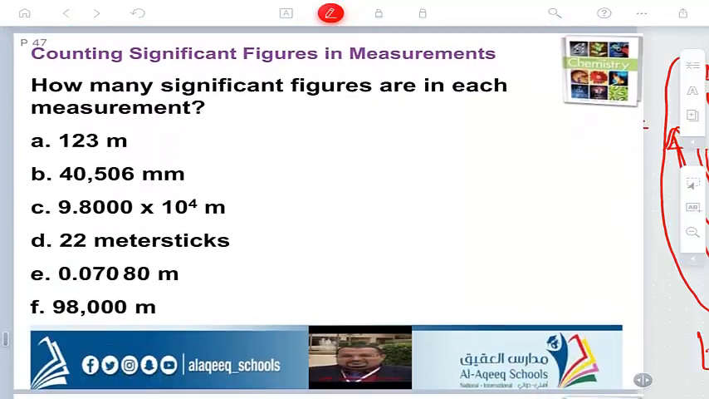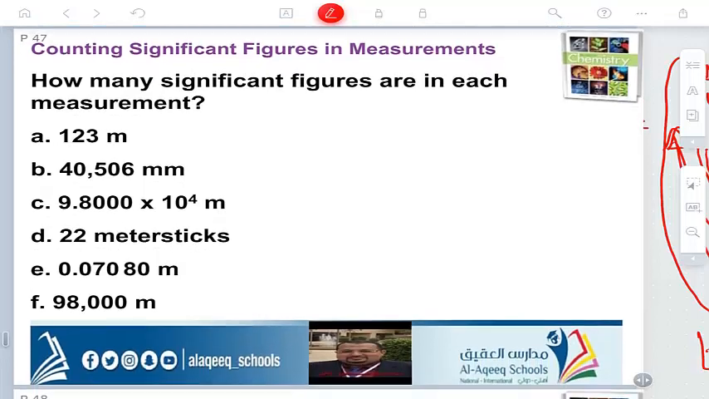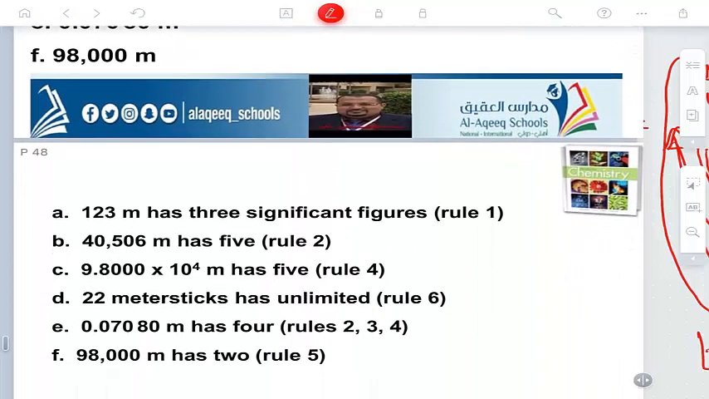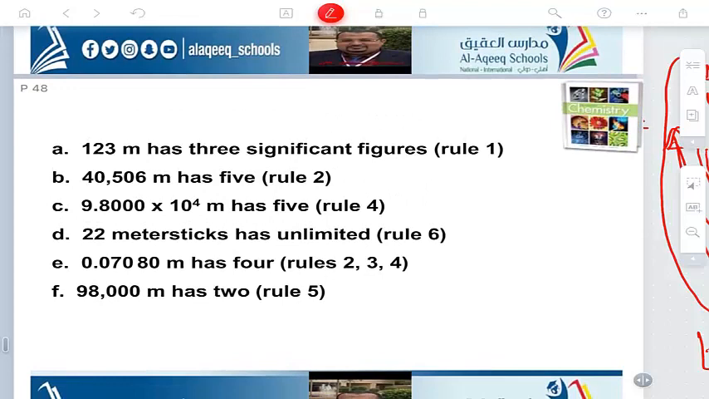So counting significant figures and decimal places is easy now. You can count the significant figures in a measurement by this process, and we have many examples here. Look, according to the rules, how many significant figures here? 3, according to rule 1.